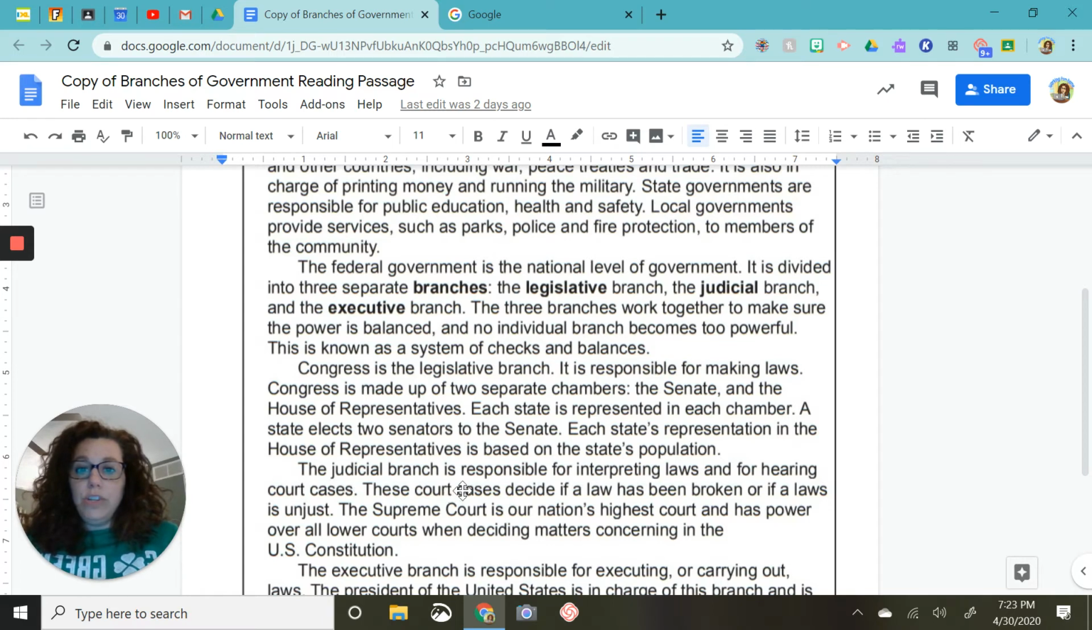The judicial branch is responsible for interpreting laws and for hearing court cases. These court cases decide if the law has been broken or if a law is unjust, which means unfair. The Supreme Court is the nation's highest court and has the power over all other lower courts when deciding matters concerning the U.S. Constitution. So basically, there is an order of courts.